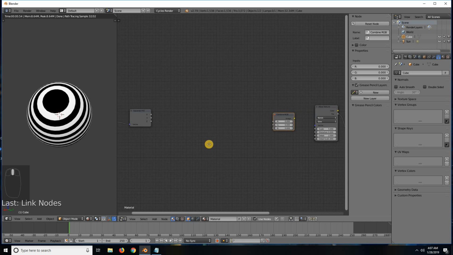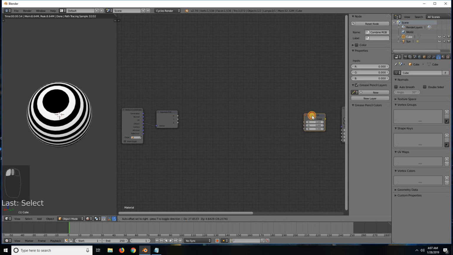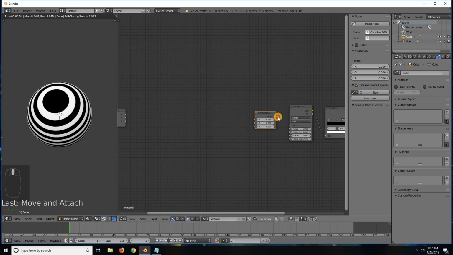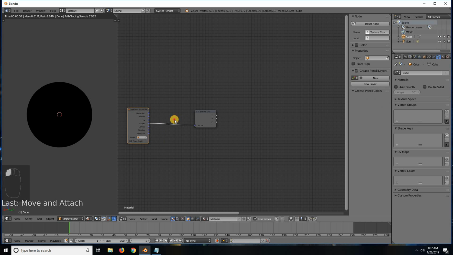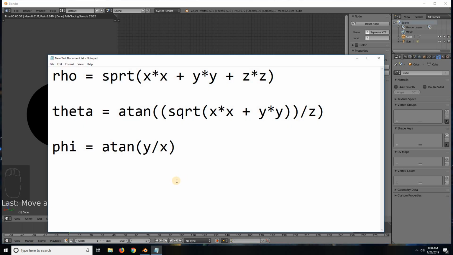Alright, so let's get to doing this math. I guess it would help if we looked at our formulas first. Let's scoot this back and scoot this back. Alright, so this is the math we have to do. We're going to turn our x, y, and z into rho, theta, and phi. And remember, rho is like the magnitude. It's the distance from the center point to the surface.